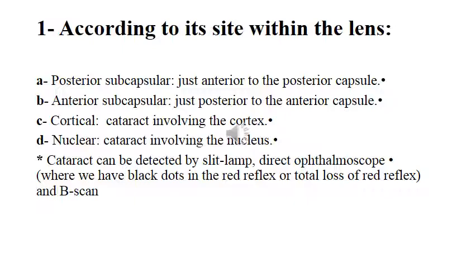B-scan is the type of ultrasonography we use to examine the eye. It can also be used sometimes to give an idea about the opacity of the lens.